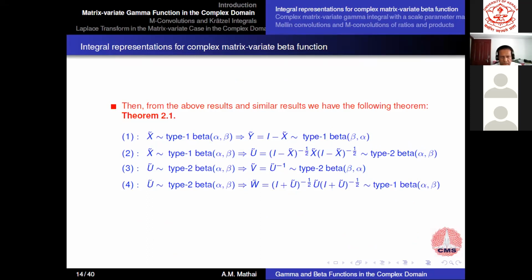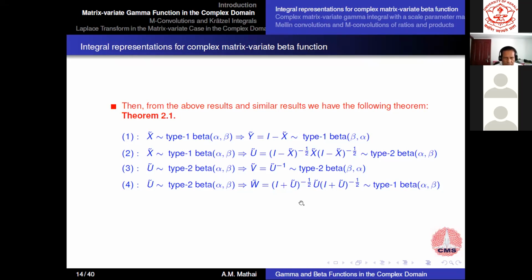You can also derive the following results. If x is type 1, then of course this is already done. If x is type 1, then this is type 2. If u is type 2, then this is type 2 again, with parameters interchanged. If u is type 2, then corresponding to this transformation here, I plus u raised to minus half, u, I plus u raised to minus half, that will go to a type 1, alpha and beta.